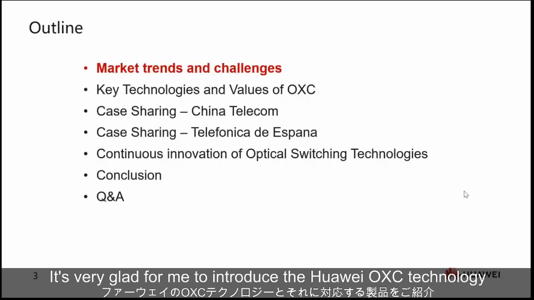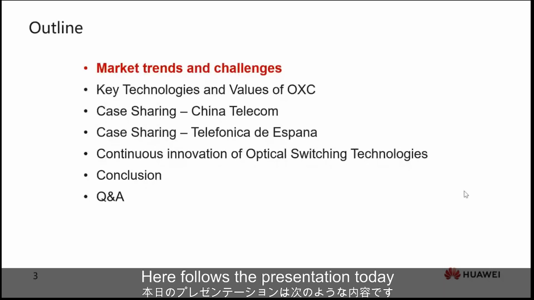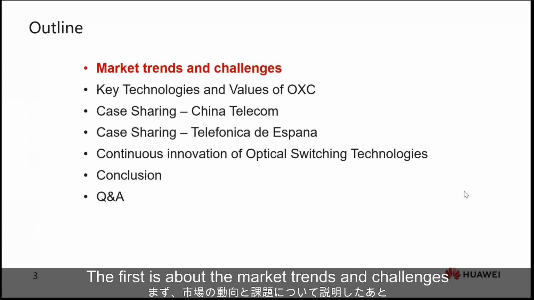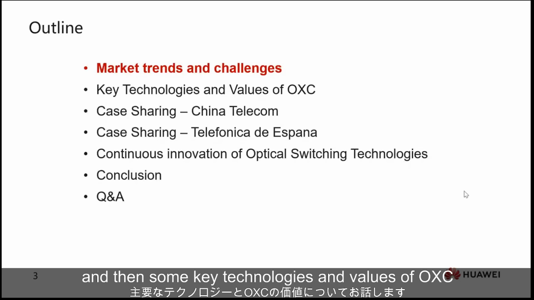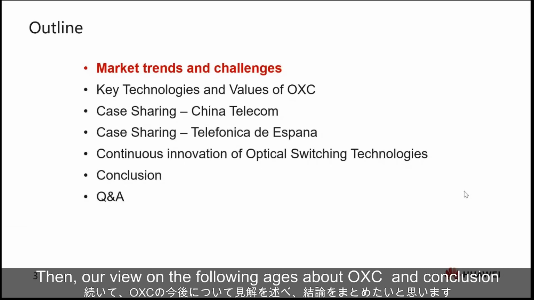Okay, so I'm very glad to introduce the Huawei OXC technology and the corresponding product to the audience. Here follows the presentation today. First, the market trends and challenges, then some key technologies and values of the OXC, and then key sharing from our customer. Then our view on the following ages of the OXC, and the conclusion.